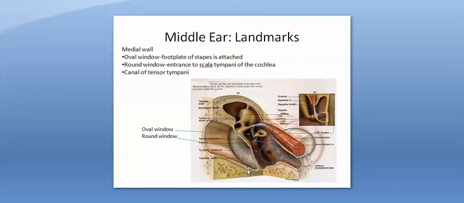Remember, this has to be the lateral wall, right? This is the tympanic membrane, okay? So the medial wall has three important structures that we're going to talk about. One is the oval window. And remember, the footplate of the stapes is embedded within the oval window, so you can't really see it, but here it is. And then we have the round window, which is right here. And then we have the canal for tensor tympani.